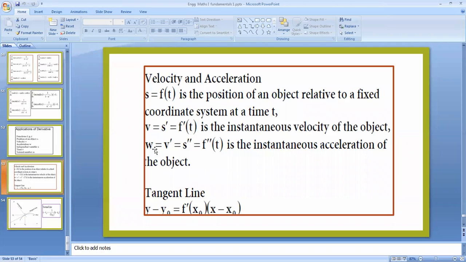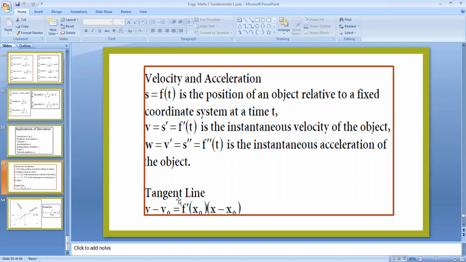So now, what is w? The acceleration, that is v dash, meaning the derivative of v. What is v? Velocity. So as double dash is there, it means the second order derivative is there. It is nothing but f double dash of t, the instantaneous acceleration of the object.